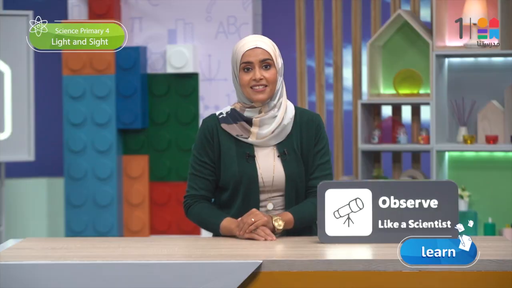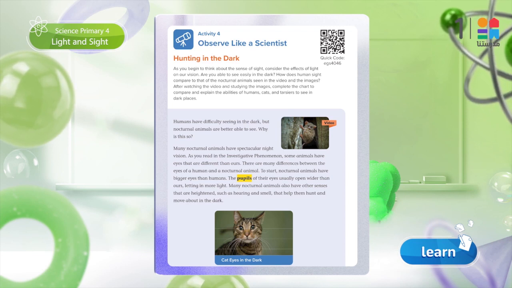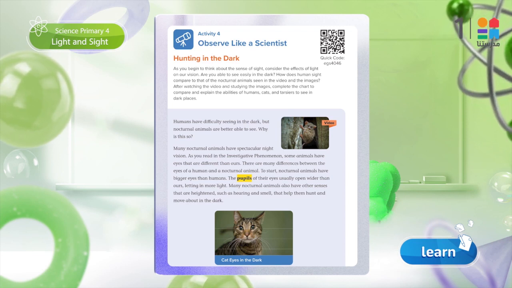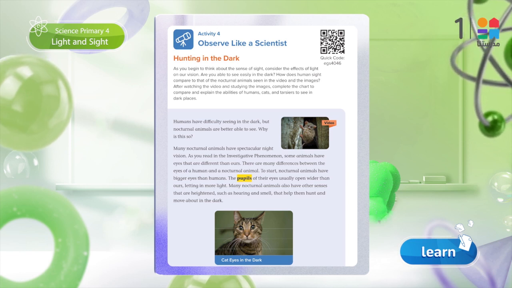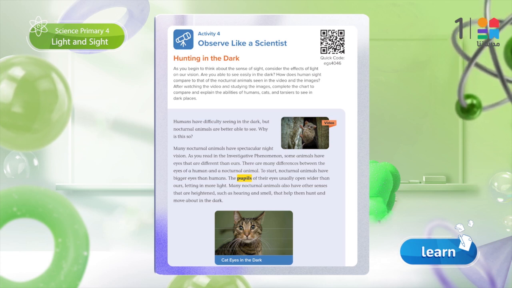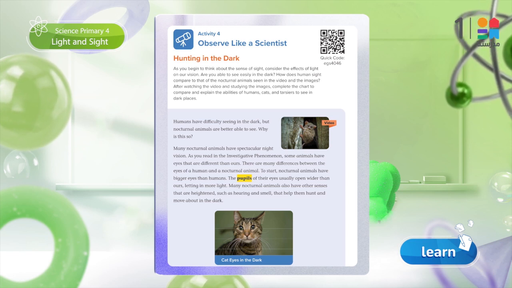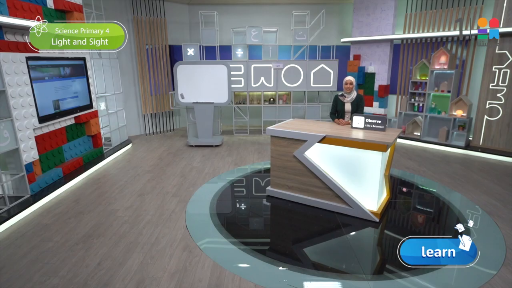In Observe Like a Scientist, we will read a text on page 70. Please answer this question and observe and collect all the information describing the sight process in humans and animals and their key differences. Read the first paragraph of the text till the following sentence: that help them hunt and move in the dark. Remember, it's very important to make observations while you are reading.